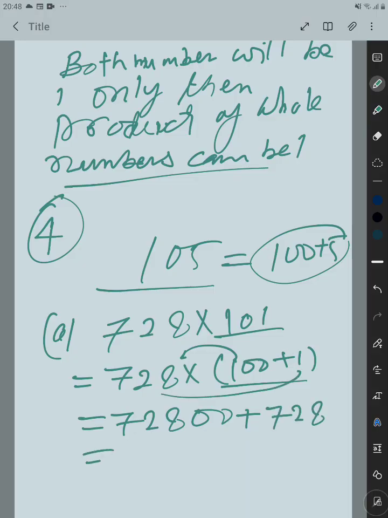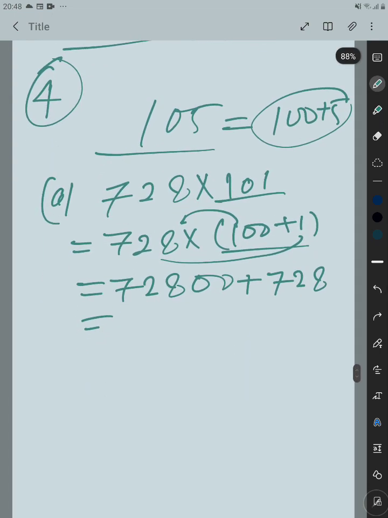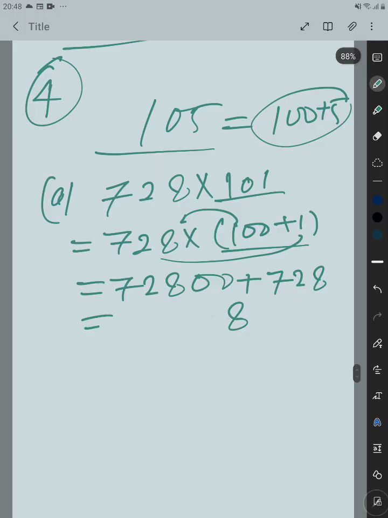Then we can sum it, and we get 73528. So this is the answer that we wanted to find out. Okay, so now B part. So what is B part?